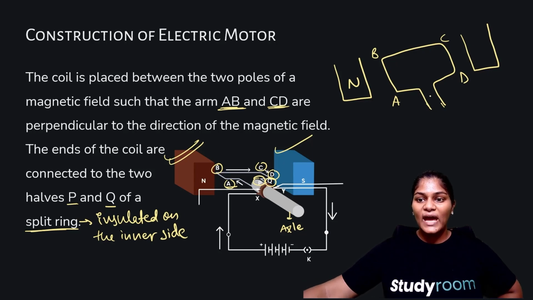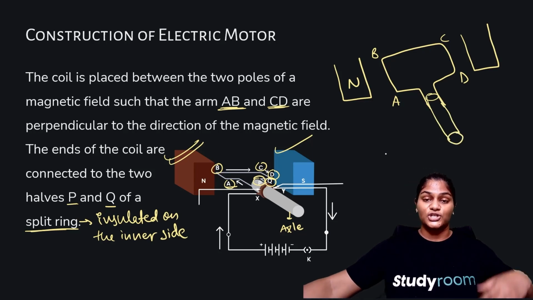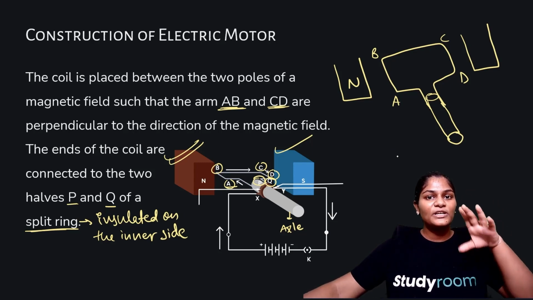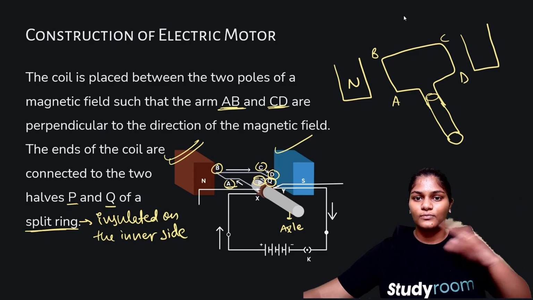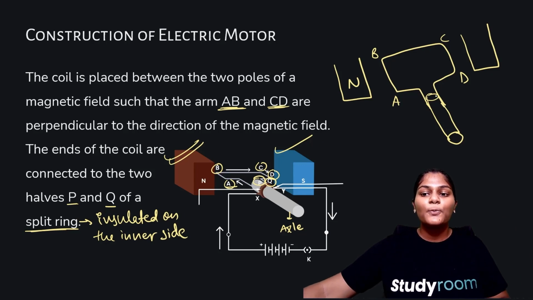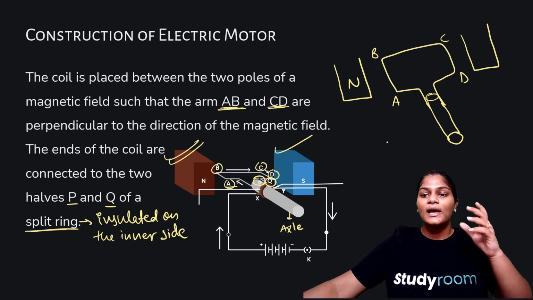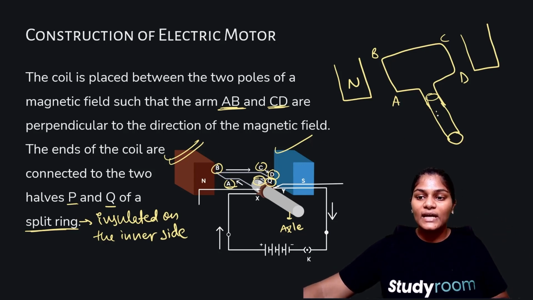So here we have an axle. An axle is nothing but just this cylindrical object which is just there to help in the rotation. Now, I said that these split rings P and Q are insulated on the inside. What does that mean? It means that suppose this axle, or this cylindrical object, is made out of a metal. Say it is made out of any metal, and I have a split ring which is also metallic. So when current flows through this split ring, wouldn't current also flow through this metallic object?